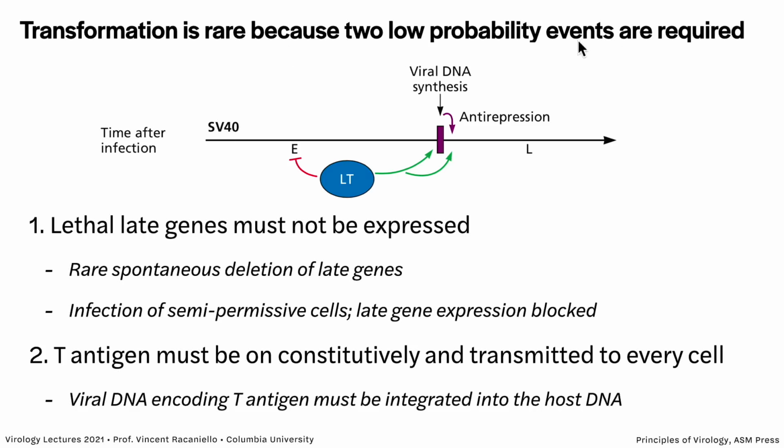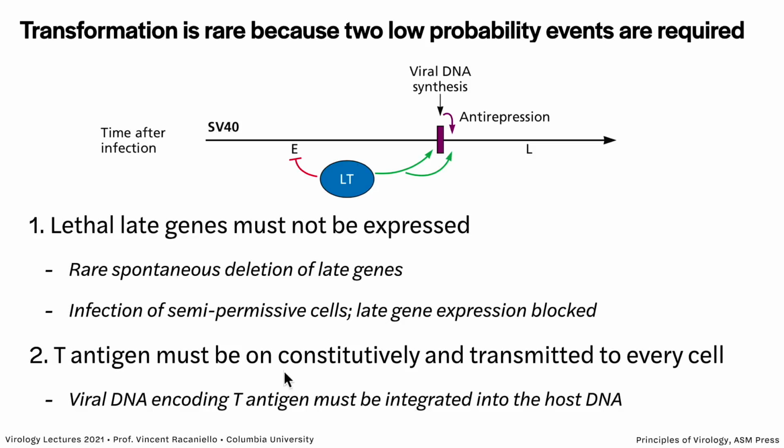Transformation is rare because two low probability events are required. First, you can't express the lethal late genes, encoding the capsid proteins, right? That happens by deletion. Sometimes the virus goes in, the late genes get deleted. That's going to put that cell on the way to being transformed. Or if you infect semi-permissive cells, you never get to late gene expression, right? So either one. And I've told you about semi-permissive cells, right? When you put the virus in the wrong host, it's semi-permissive and the late genes are not expressed.